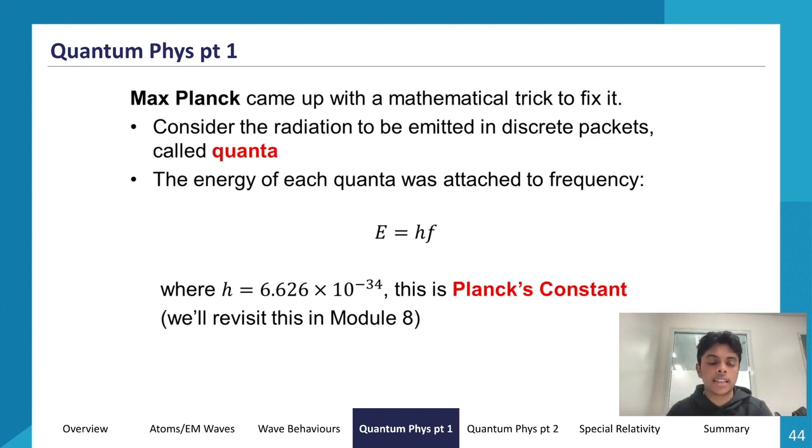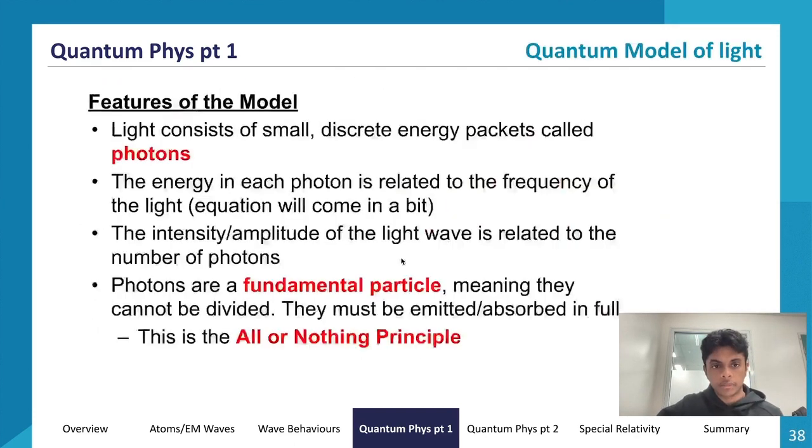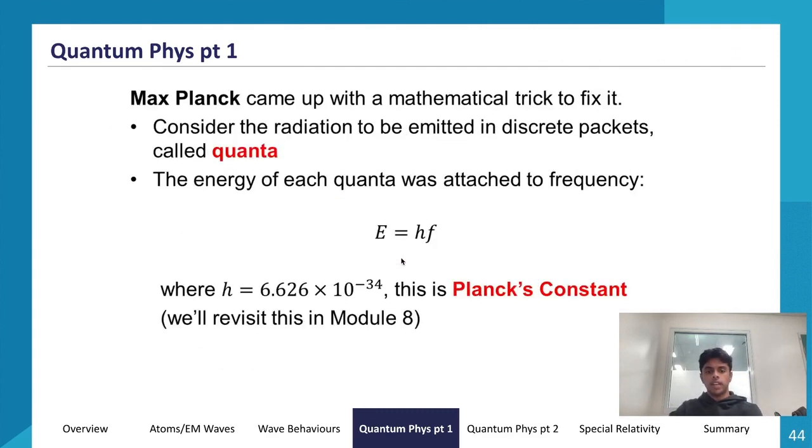In his ideology, Planck thought of what he did as a mathematical trick and not a true solution. He considered radiation to be emitted in discrete packets called quanta, so quanta of energy. The energy of each quantum was attached to the frequency: E equals hf. Now this formula is quite important. In E equals hf, h is a constant, 6.626 times 10 to the power negative 34.